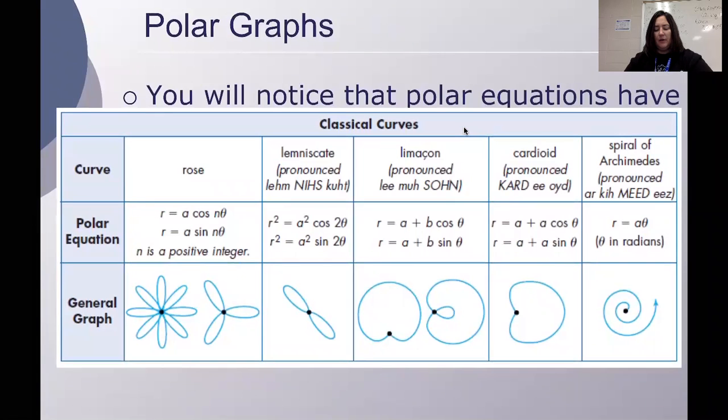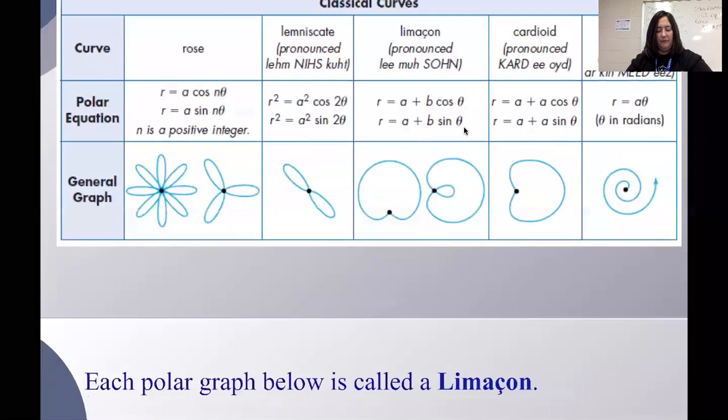They continue on, there's some different ones here, and you can see the different forms. And then you see the spiral of Archimedes. That's a very common one that you would see as well. So these are the basic ones that you would have.